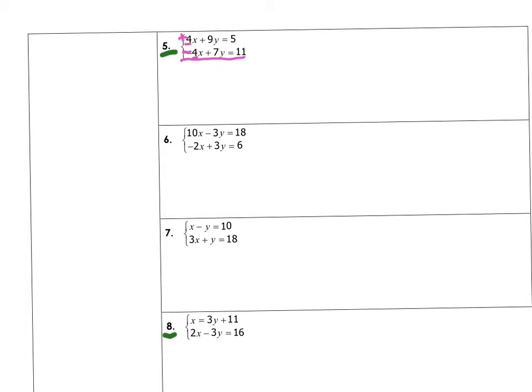So, if I may, I'm just going to add these two equations together. 4x plus negative 4x is going to cancel out. That's going to give me 0x. 9y plus 7y is going to be 16y, just like this. And this is equal to 5 plus 11, which is 16. So when the 0 goes away, we now know that 16y is equal to 16. And if I divide both sides by 16, I find that y is equal to 1.